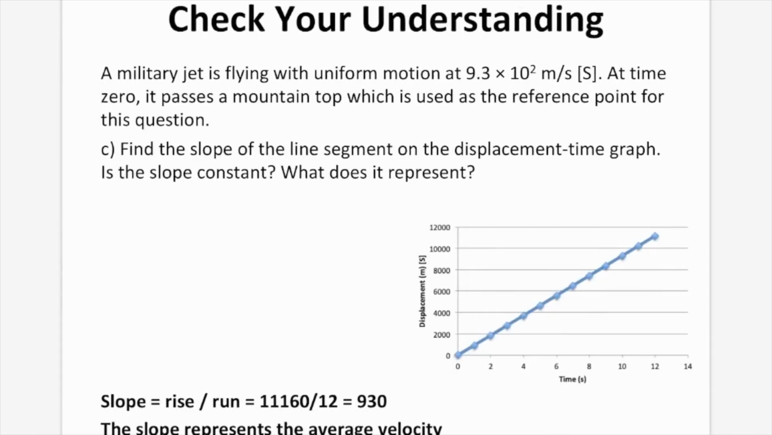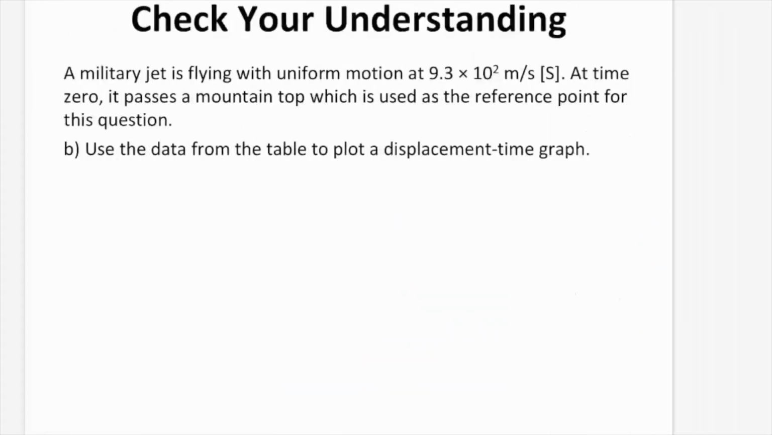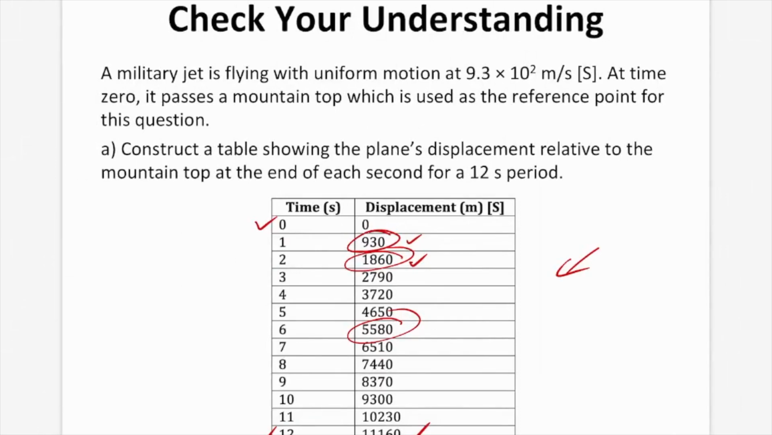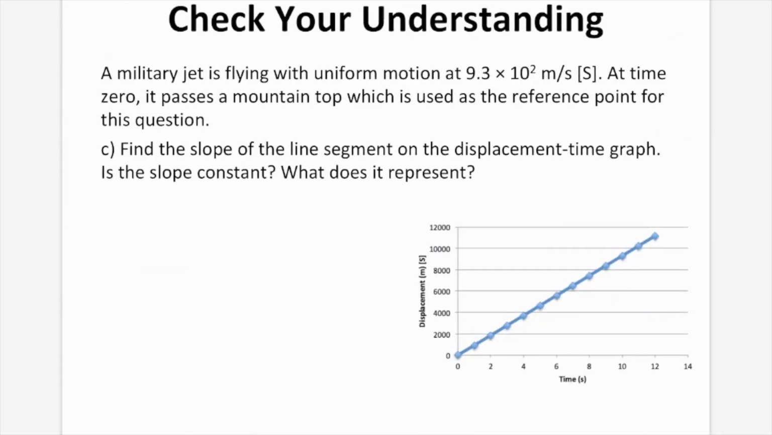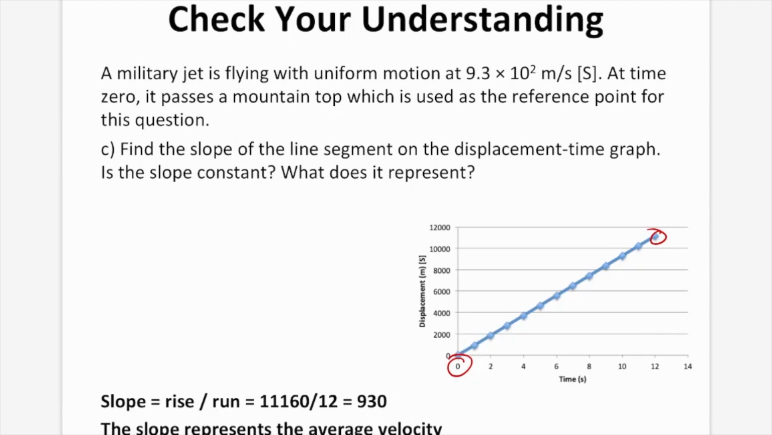Now the slope, as we've been talking about, is rise over run. So you can pick any 2 points, but in this case I took points 0 and 12. So the rise in this case is the full 11,160, as we can see in our table. So we have 11,160 divided by time, which was 12 seconds, and that gives us 930. Now what does this represent? Well, the slope represents the average velocity of the plane.